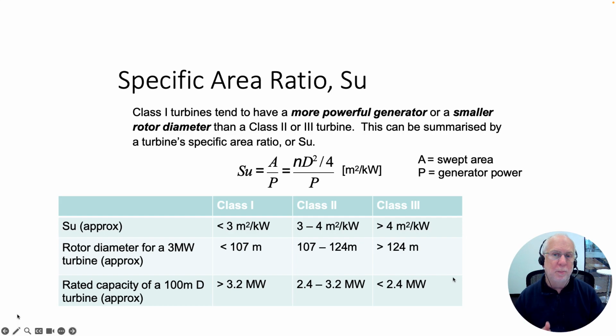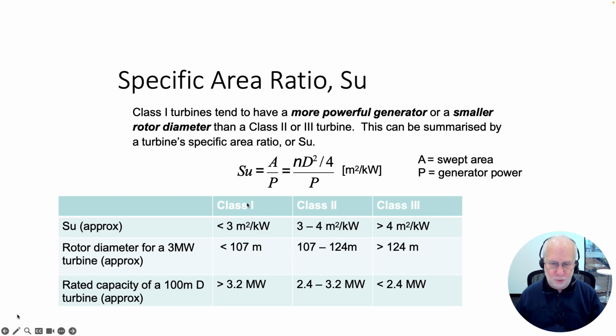Now there are two numbers that are often used to describe a given wind farm, a given wind turbine. One is the specific area ratio, SU. This is telling you the amount of power per unit area you got, or precisely the amount of area you need to generate a particular amount of power. So it's the swept area divided by the generator power. And it depends on the class of turbine.